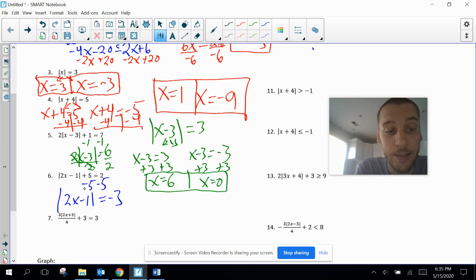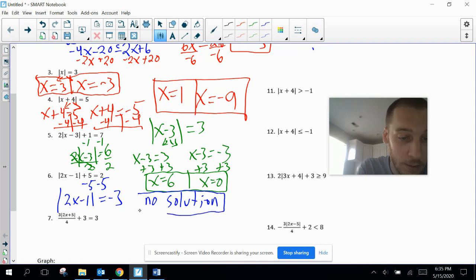So I want to know when a positive number is equal to a negative number. It's literally impossible. So if you get the absolute value by itself equal to a negative number, there is no solution. Nothing we could put inside would make it negative, because the absolute value, by definition, makes it positive. So this is impossible. Absolute value cannot be equal to a negative number.